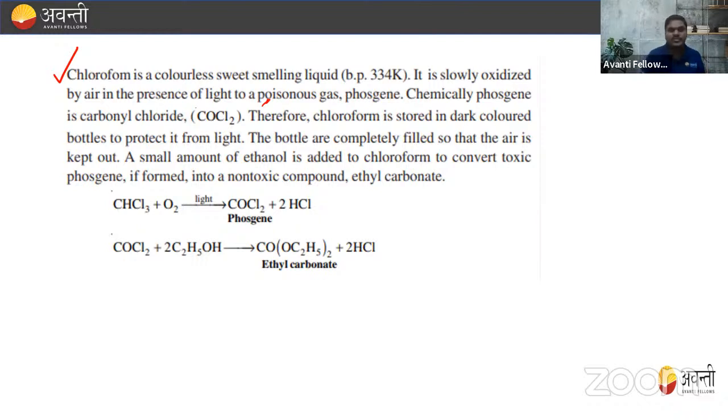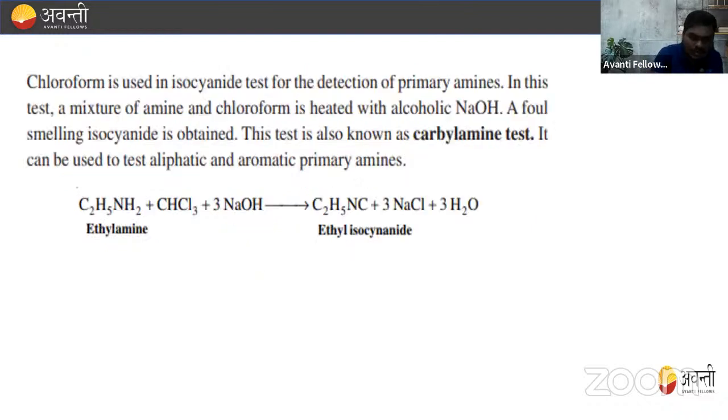Or we say a small amount of ethanol is added to the chloroform to convert the toxic phosgene gas, right? So this is the reaction where chloroform reacts with O2 in the presence of sunlight to form phosgene gas plus HCl. Right. So this is about chloroform.